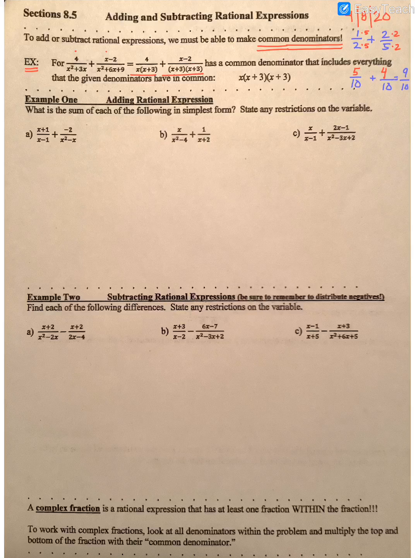Okay, so let's look at example 1. Example 1 is all about adding rational expressions. I'm basically going to do 2 examples from each section: 2 adding, 2 subtracting, and then on the back we'll talk about doing 2 complex fractions. As we look at example A, what is the sum of each of the following in simplest form? The directions also say to state any restrictions on the variable, which we'll talk about.